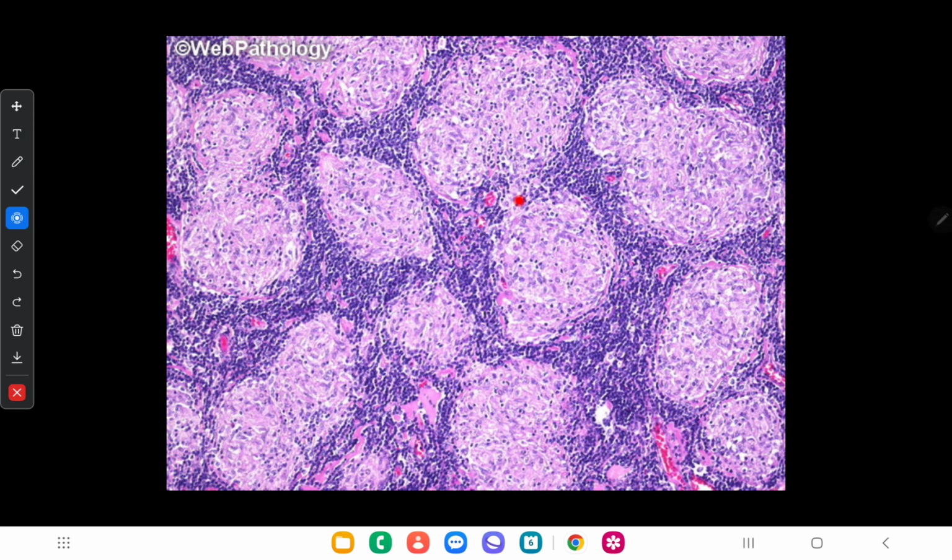But in tuberculosis, there are more peripheral lymphocytes. I showed the previous picture, and the granuloma is formed by fusing many granulomas. That means you can see multiple confluent granulomas in tuberculosis.